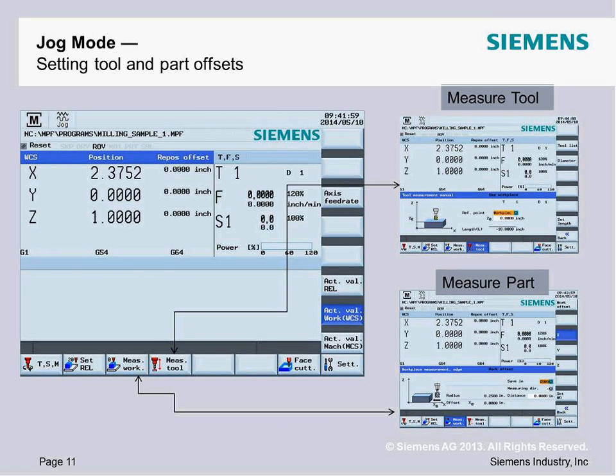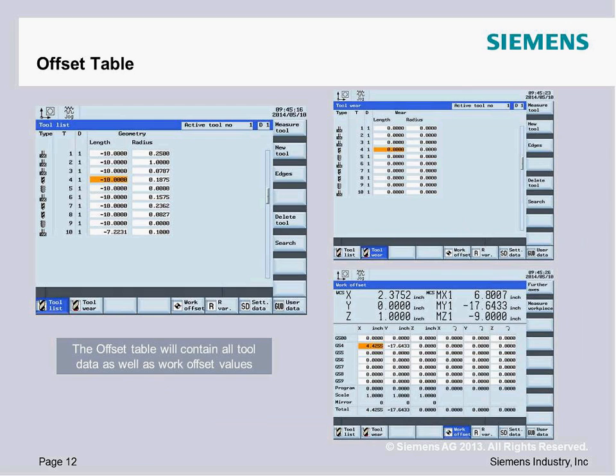So these are a few of the functions we're going to take a look at quickly, but we are going to take a look at measure tool, measure part. This is what we're going to go into the offset table. We're going to actually build some tools as we start to methodize the programs and take a look at some of the offset areas.